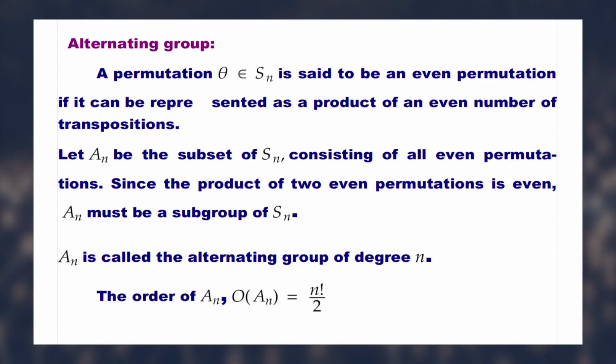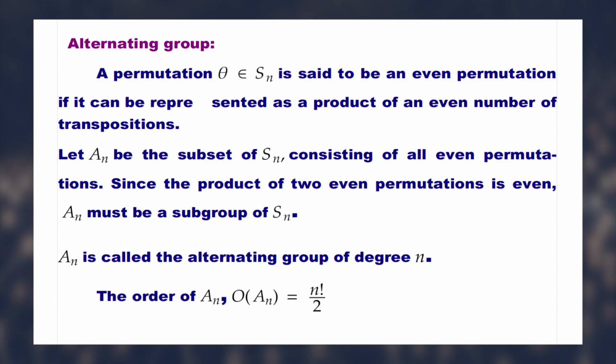Next one is the subgroup of Sn, that is alternating group. A permutation theta belonging to Sn is said to be an even permutation if it can be represented as a product of an even number of transpositions. Let An be the subset of Sn consisting of all even permutations. Since the product of two even permutations is even, An must be a subgroup of Sn. An is called the alternating group of degree n.